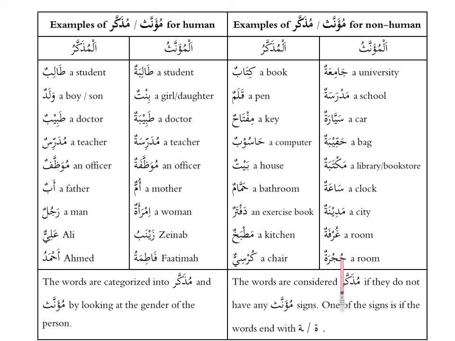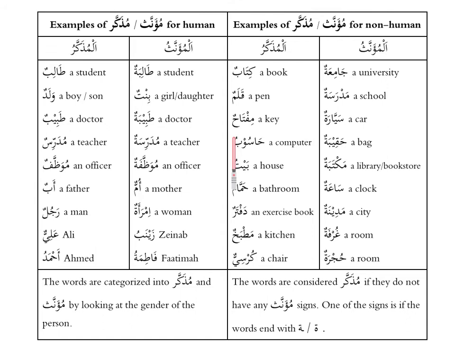And lastly, the word hujra. Hujratun, which is also a room. And since it ends with this ta, this is also a mu'annas word. So if you compare between these two groups, for the second group, all of the words end with this ta. So with this ta, it tells us that these are all mu'annas words.